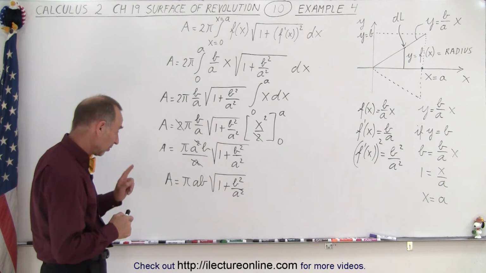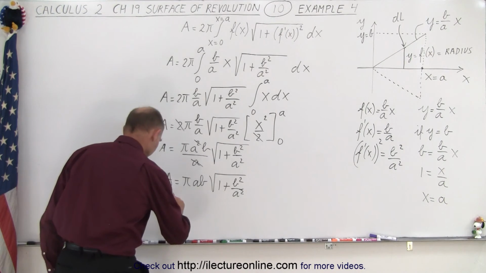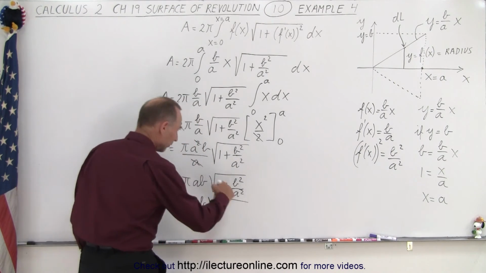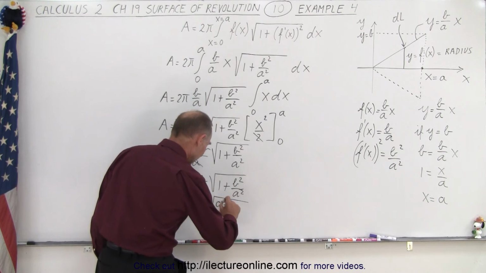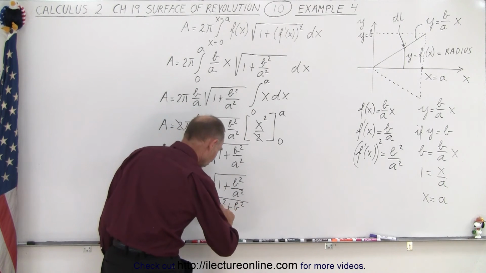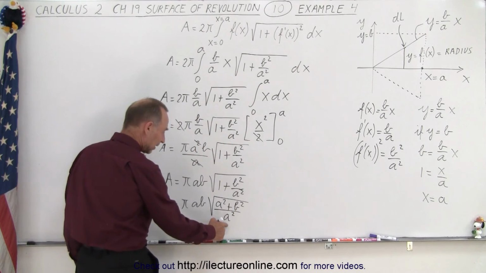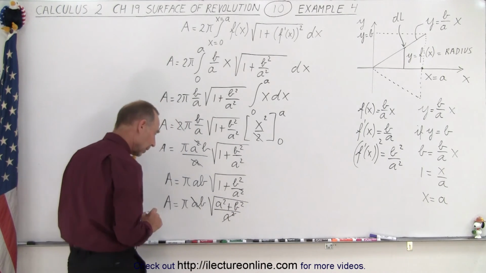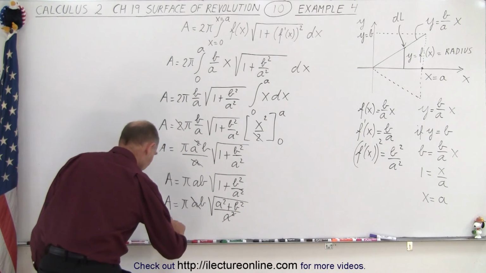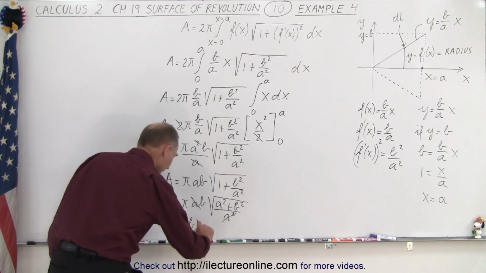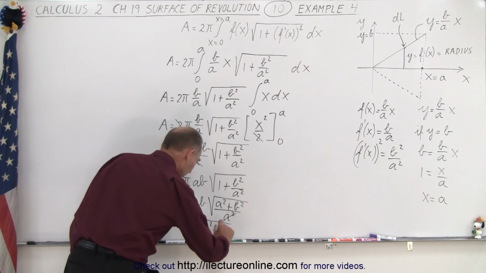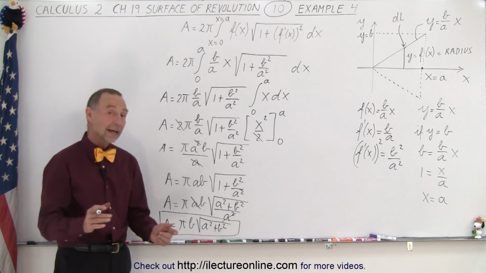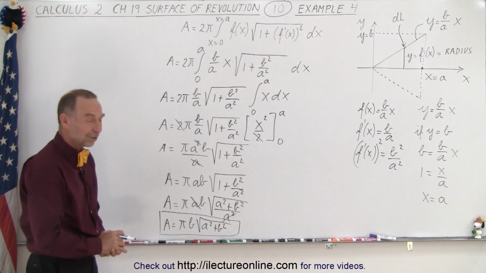Actually, if we look at it closely, we can probably simplify that some more. So we can write this as A is equal to pi ab times the square root of, if I write this over a common denominator, I end up with a squared plus b squared over a squared. And of course, if I take that out of the radical, I get an a over a, so this a cancels out this a squared. And then, of course, it looks a little bit more simplified. We get pi times b times the square root of a squared plus b squared. And that's probably a good simplified form to leave it as. And that is how we find the surface area of that cone.